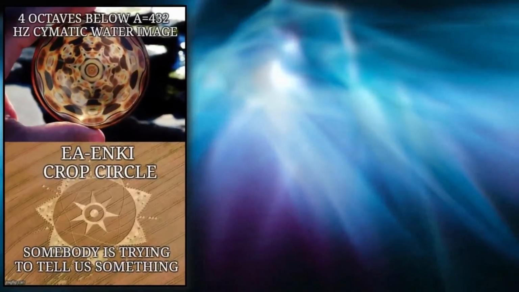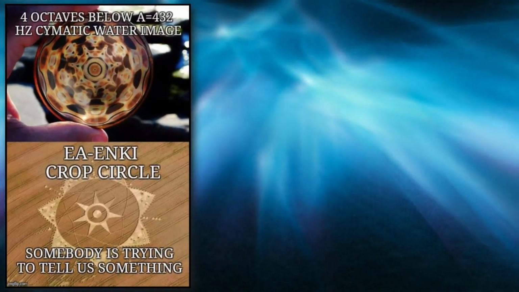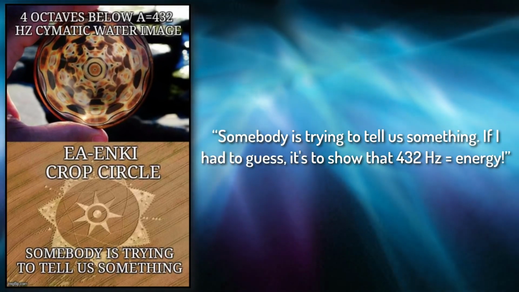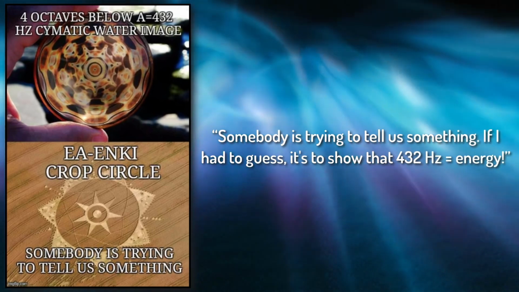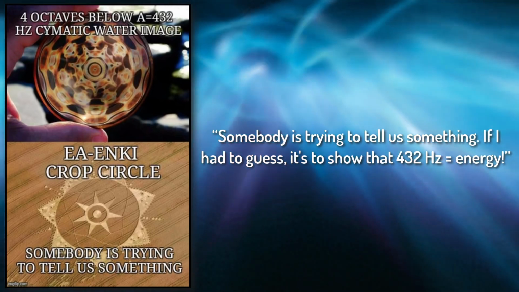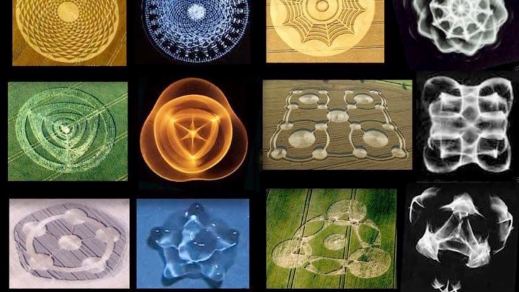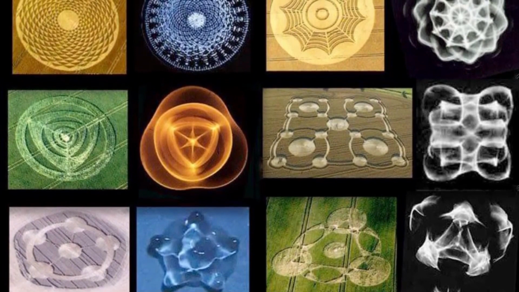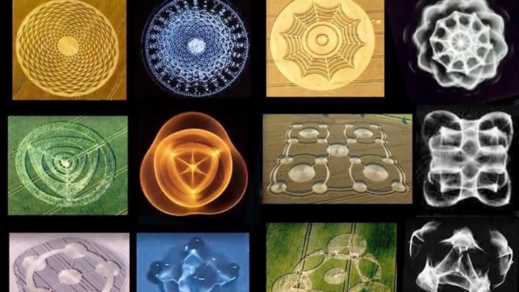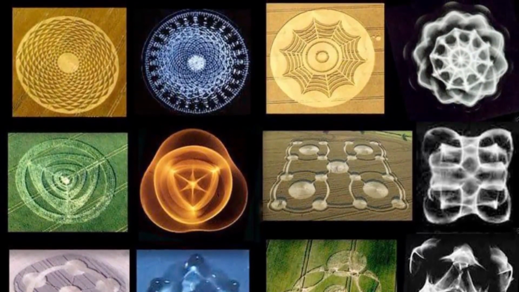Meanwhile, Hill's research into the Italian crop circle produced a more concise message. Somebody is trying to tell us something. If I had to guess, it's to show that 432 Hz equals energy. Italy was not the first nor the last time it appeared that somebody was trying to tell us something through crop circles. In fact, some would say that over the years, crop circles have revealed many secrets.